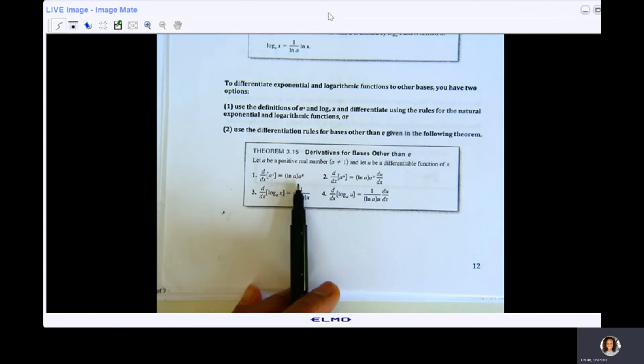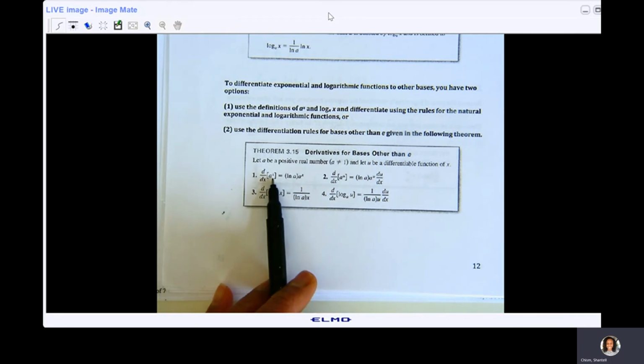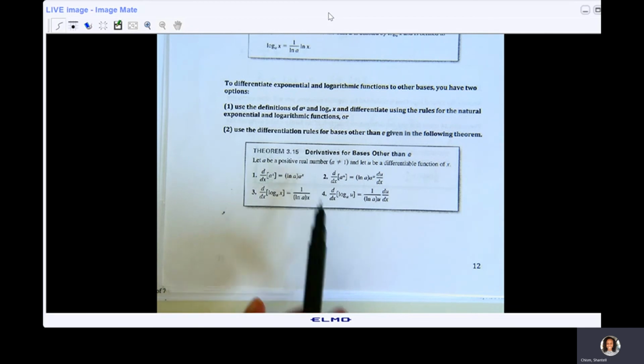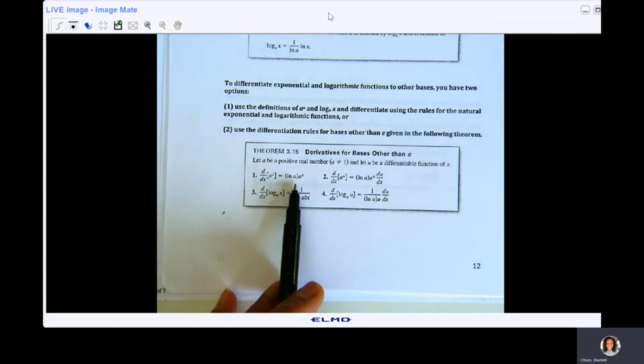Now these, you are not expected, of course, to memorize these. They're a little bit tougher to memorize. So that's the derivative of a to the x. It would be ln of a, which is just a natural log of a number, times a to the x power. Remember how e to the x is its own derivative? This is kind of similar.